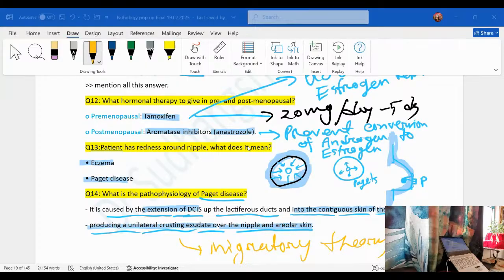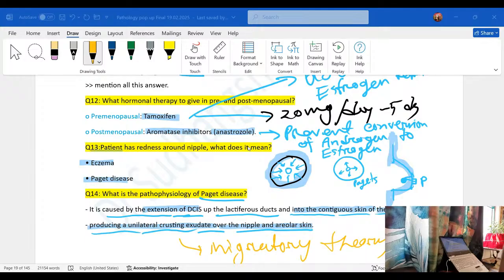It is the extension of the ductal carcinoma in situ. Paget's disease is the extension of the ductal carcinoma in situ up to the lactiferous duct and into the contiguous skin of the nipple, producing unilateral crusting exudative lesions over the nipple and the areolar skin.